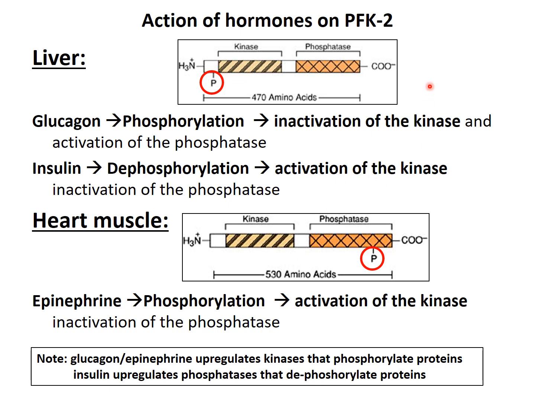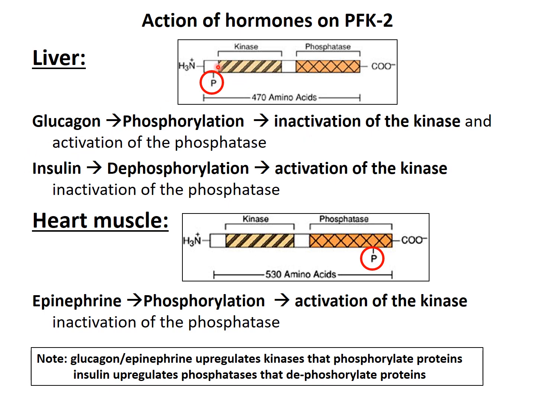So, what is the action of hormones on PFK2? In the liver, glucagon, which upregulates kinases, will phosphorylate the kinase unit. The kinase unit is inactive, thus the phosphatase unit is active. So in glucagon signal, we do not produce fructose 2,6-bisphosphate.